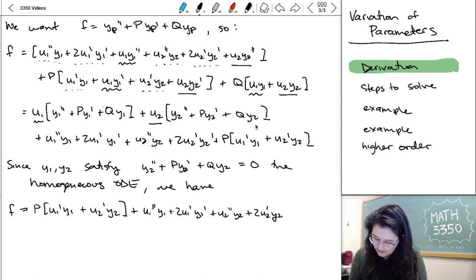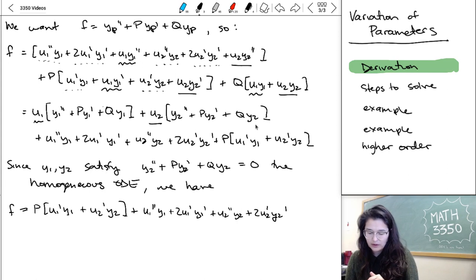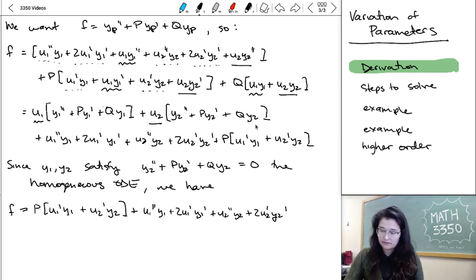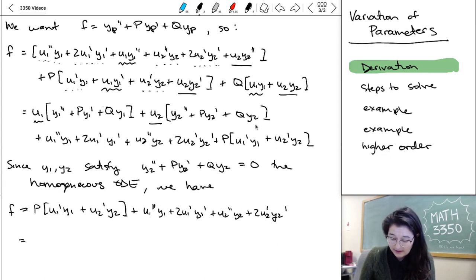u2 prime, y2 prime. 1, 2, 3, 4 terms, 1, 2, 3, 4 terms. Okay, I got them all. This is still a lot. I've got multiple u derivatives and y derivatives hanging around. And so I'm going to try to combine some terms as much as is possible.